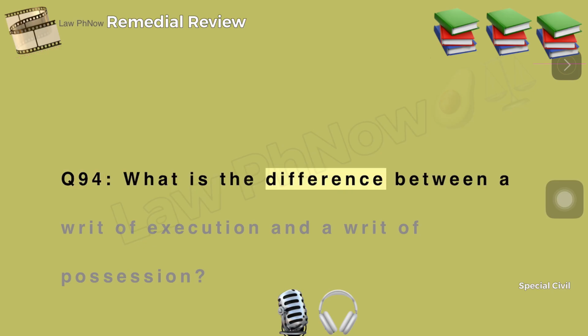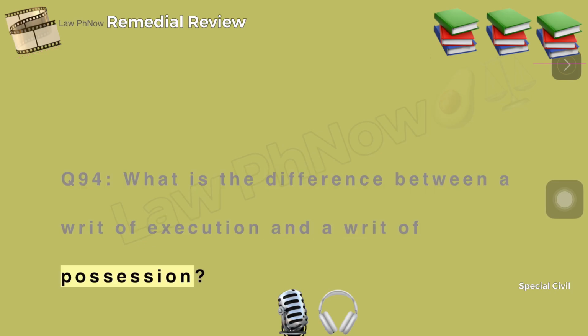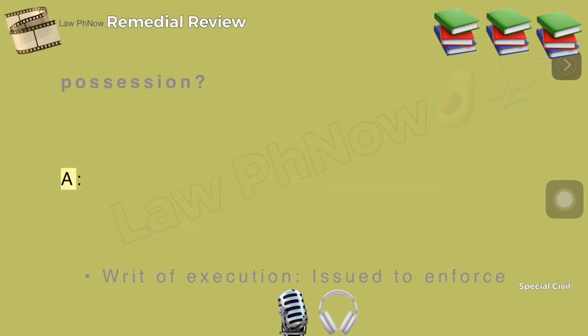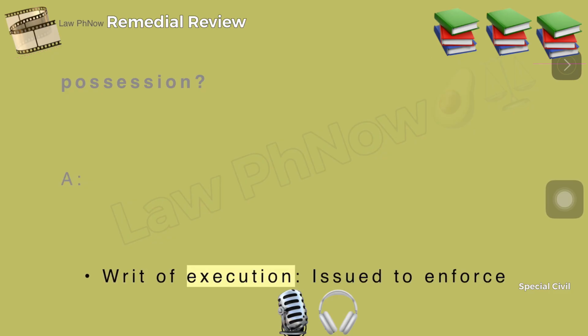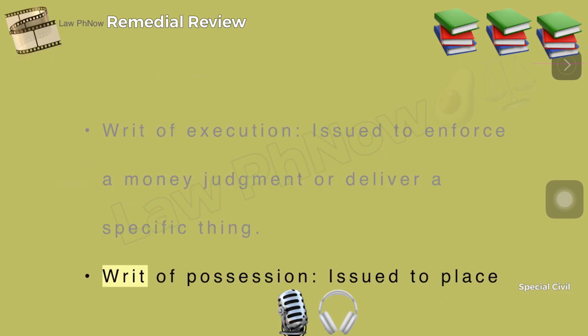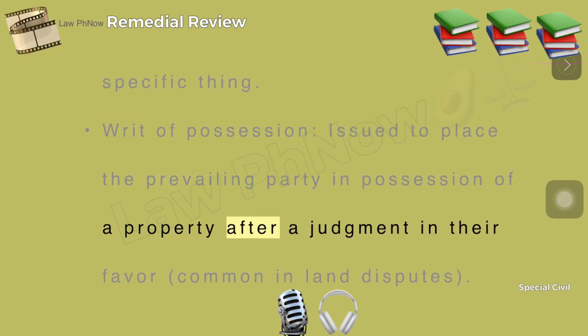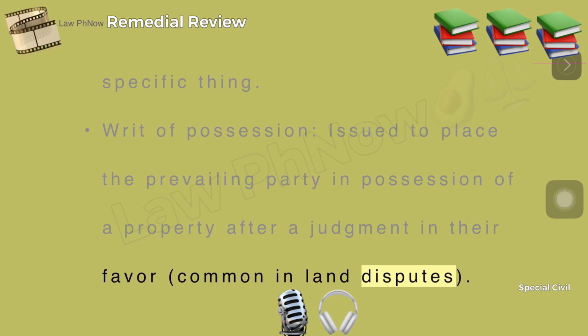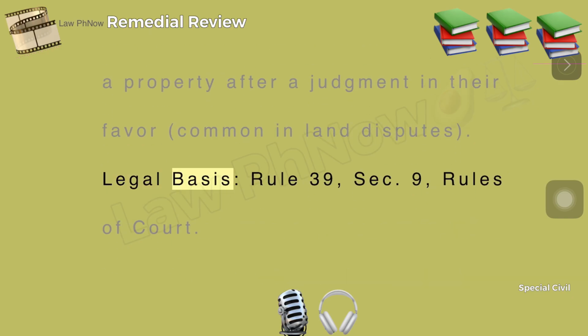Q94. What is the difference between a writ of execution and a writ of possession? A. Writ of execution, issued to enforce a money judgment or deliver a specific thing. Writ of possession, issued to place the prevailing party in possession of a property after a judgment in their favor, common in land disputes. Legal basis, Rule 39, Section 9, Rules of Court.